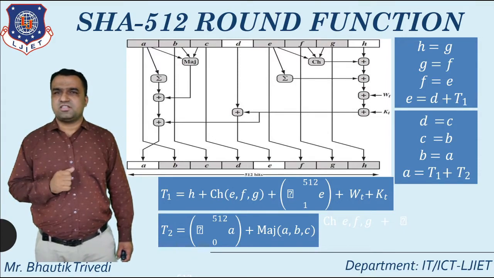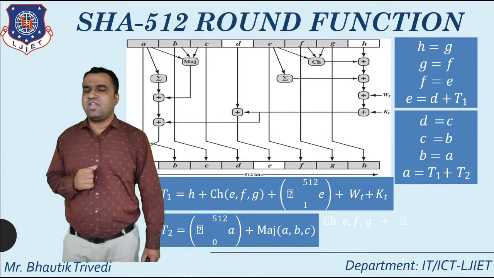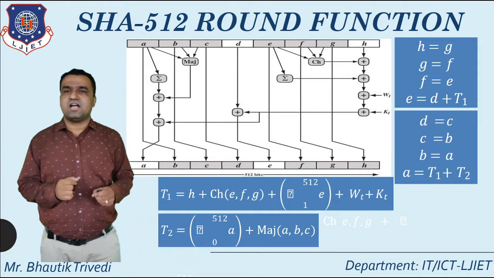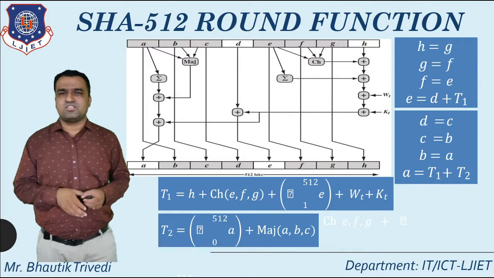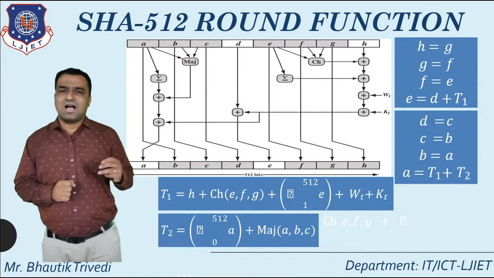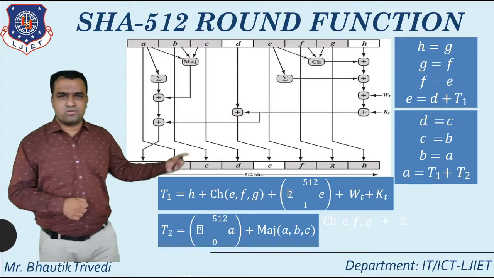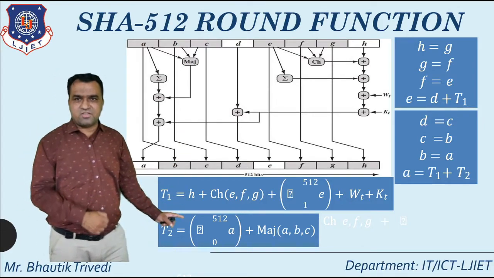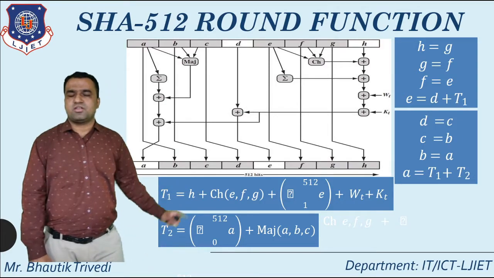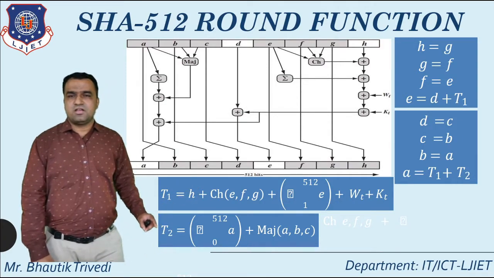So in this particular diagram, if I want to retrieve the value of A as an output, what is the logic behind that? That is T1 plus T2. But how do I calculate T1? Here you see the logic of T1 and T2. So what is the logic behind that, and how do I calculate them?